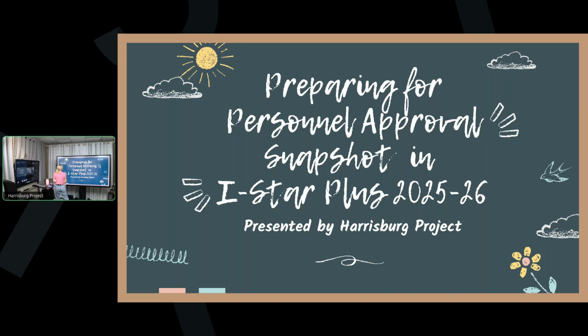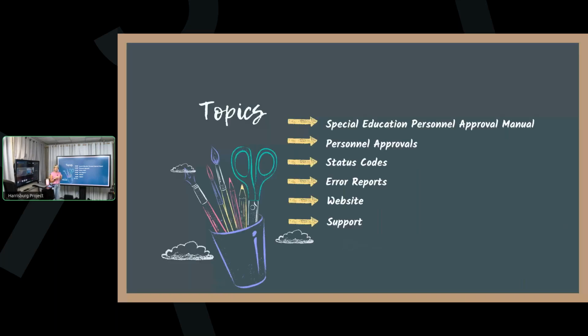All right, so personnel approvals. We still have plenty of time to work on these for the 25-26 school year. So I'm going to show you how you can get the instructions off our website. We'll go over the approvals, what the status codes mean, your error reports, a peek at our website, and then support.